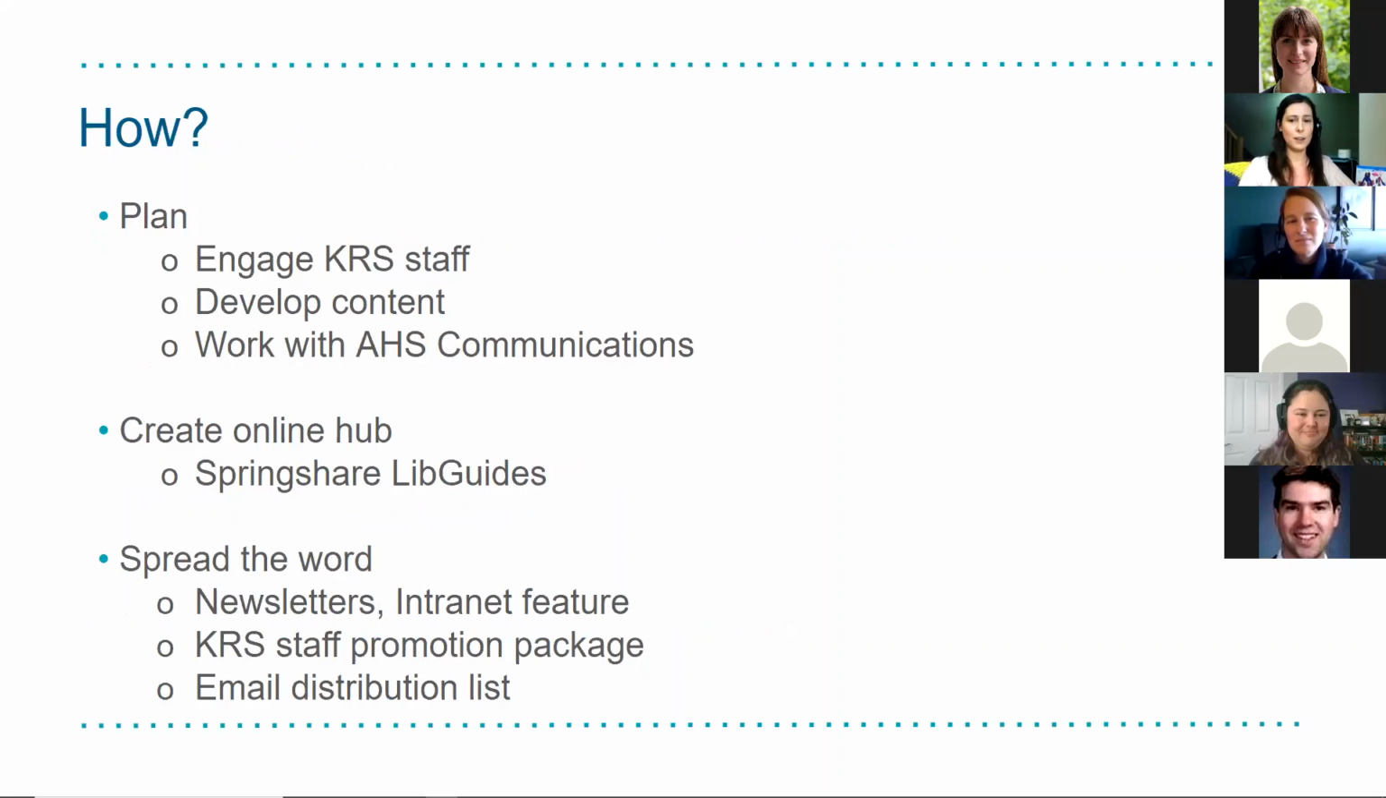So, how did that process go for us to actually get to that point? By and large, it went as you see on the slide. We engaged with staff at KRS for ideas and feedback and to help us really with developing the content. We did this in some team meetings, through a discussion board, and then a lot of informal poking and prodding of our colleagues. And then we worked with AHS Organizational Communications to develop an organizational-wide marketing plan. We built the hub in LibGuides, and then we really got to work spreading the word.